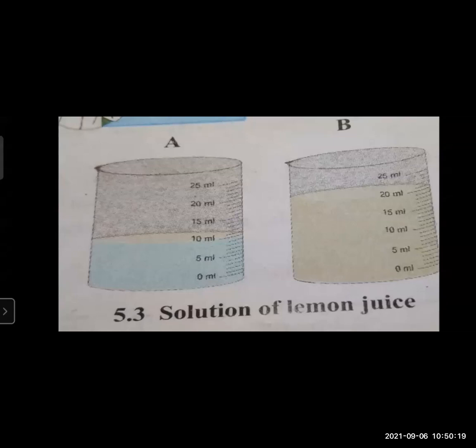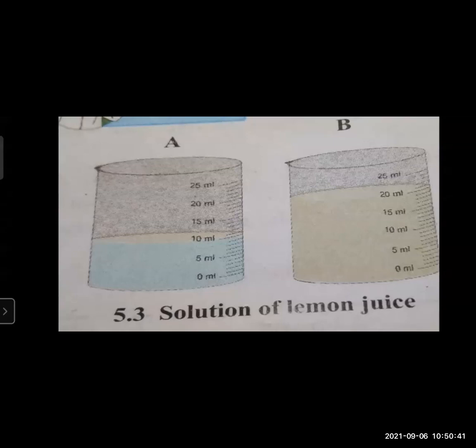So this was about the scale of the beaker, and why the scale is given: so that we can take whatever amount of solute or solution we need to take. So what we have done in these two beakers: cut a lemon in two equal parts.